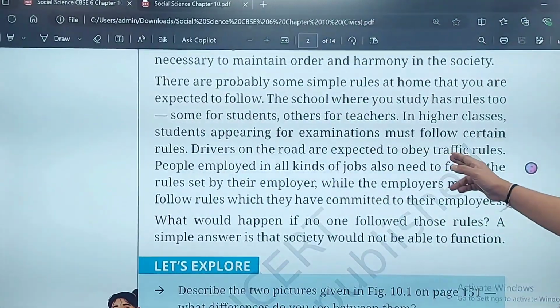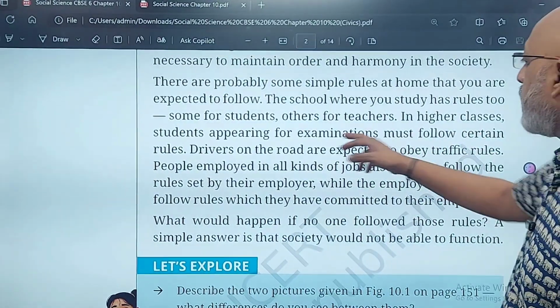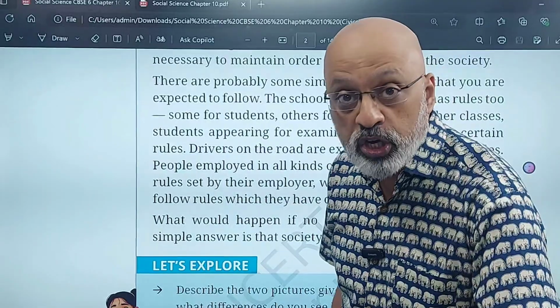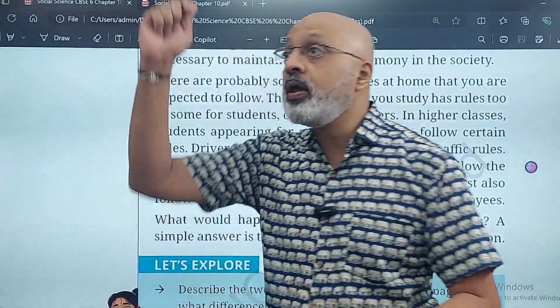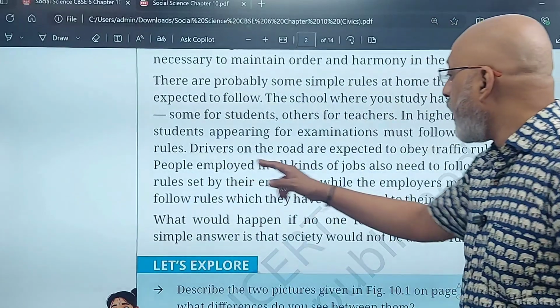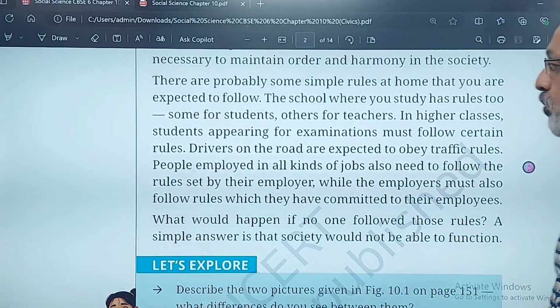Drivers on the road are expected to obey traffic rules. Students appearing for examination must follow certain rules. You're not supposed to cheat. You're not supposed to talk once the bell rings and you're supposed to start writing your paper. People employed in all kinds of jobs also need to follow the rules.